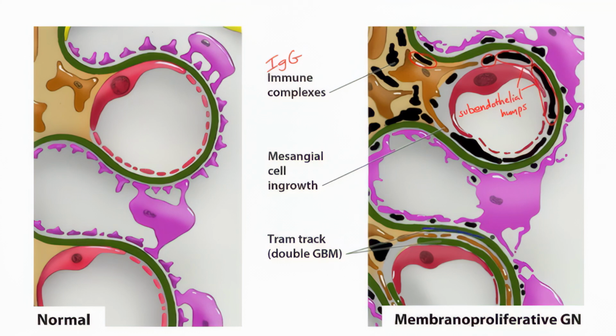And then down here, the basement membrane has actually doubled up, and you see that tram track or train track appearance. And you can see the mesangium proliferating and invading the space between the two. There are also deposits in the mesangium, and the foot processes aren't normal. It's just like a bomb went off and everything's gone haywire.